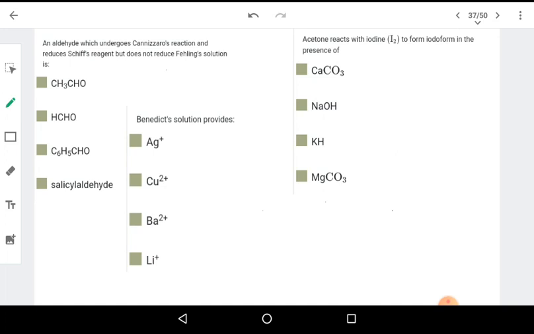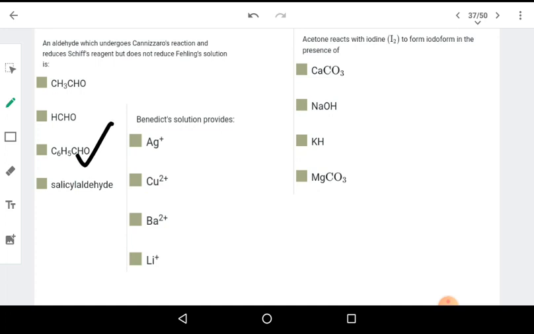So let us see this question. An aldehyde which undergoes Cannizzaro reaction and reduces Schiff's reagent but does not reduce Fehling's solution is. You have time, think and give the answer. And it's a very simple question. It undergoes Cannizzaro reaction, which means it will not have an alpha hydrogen. It does not reduce Fehling's solution, which means it will be C6H5CHO. The answer is option number C.